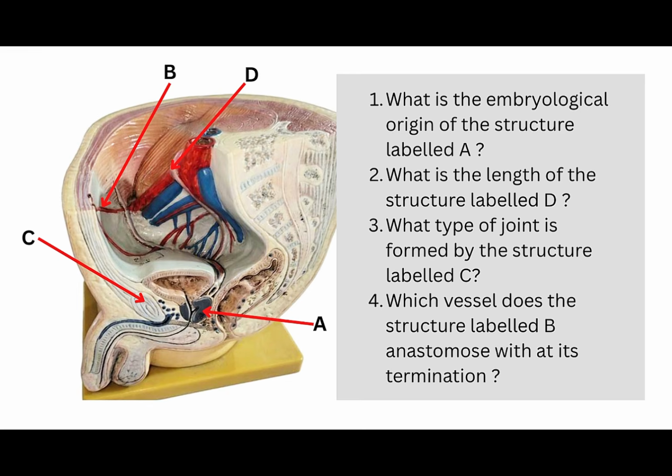The third question, what type of joint is formed by the structure labeled C? The structure labeled C is the pubic symphysis, and the pubic symphysis forms a secondary cartilaginous joint.